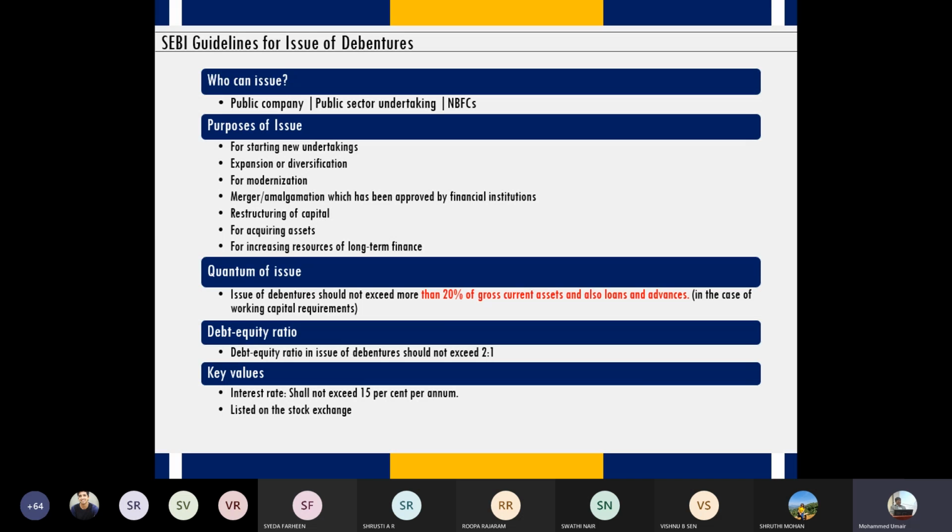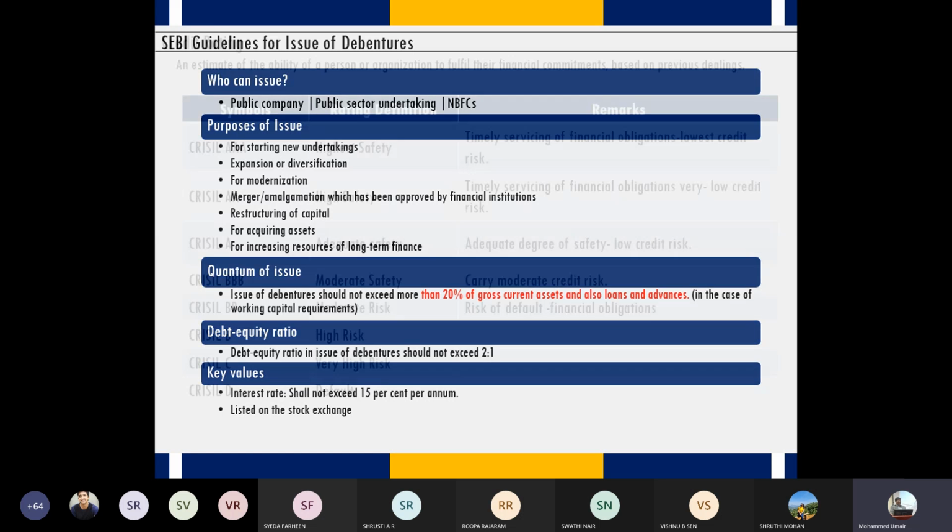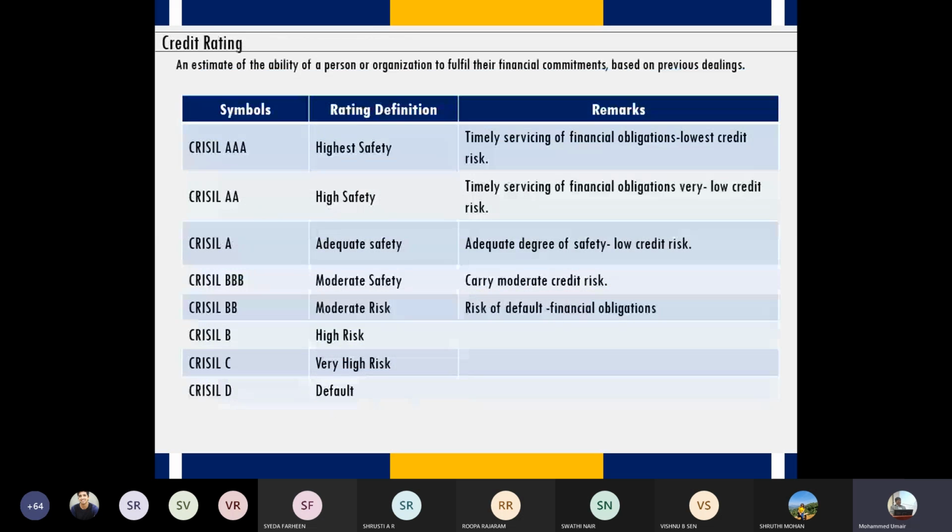And then the debentures issued should be listed on stock exchanges so that people can buy and sell, and there should not be any liquidity problem. So these are some of the criteria, and this is how the rating is done. It is mandatory for financial institutions. So it is mandatory for companies and other organizations who are issuing debentures to go for a mandatory credit rating.